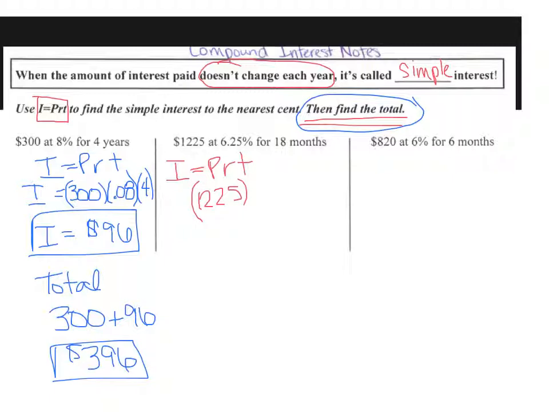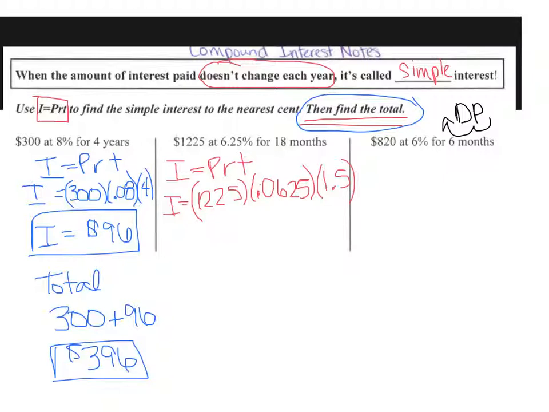So our principal that we started with is $1,225, the rate as a decimal is 0.0625. Remember, to change decimals to percents or percents to decimals, we move it 2 spaces. If you remember from Miss Little and Miss Knuckles' class, they use DP for decimals and percents. To go from a percent to a decimal, we go back 2 places. And then T is time in years. If it's 18 months, that's 1 whole year and 6 extra months, which is 1.5 years.